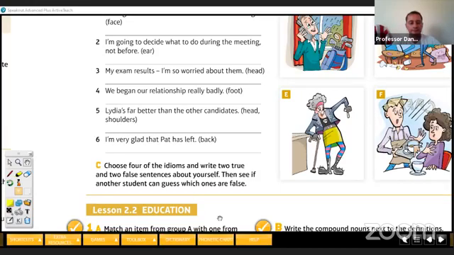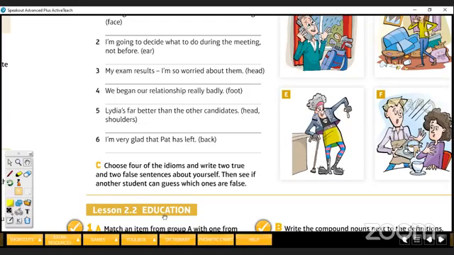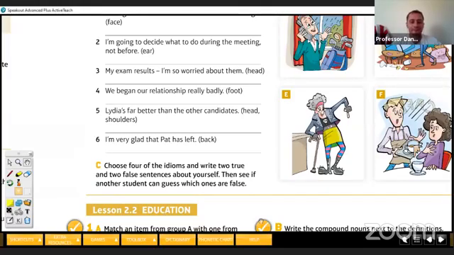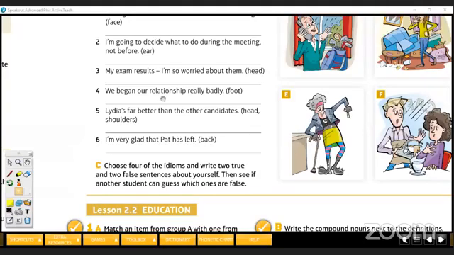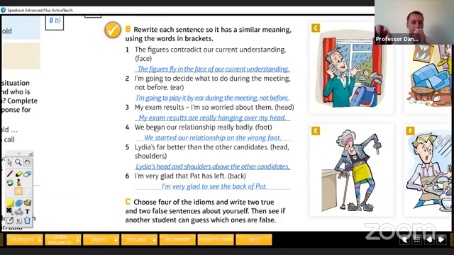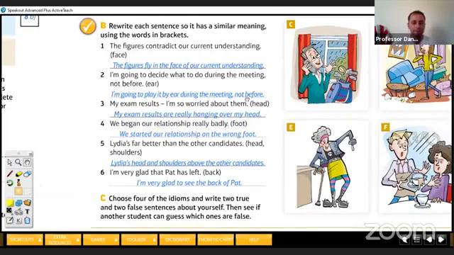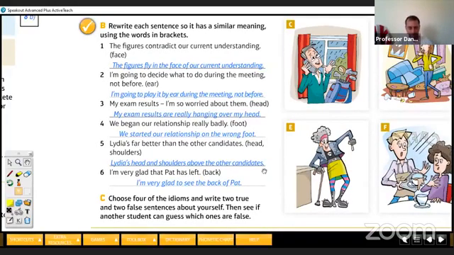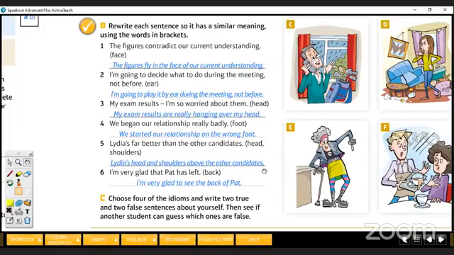Number six, I'm very glad that Pat has left. I'm very glad to see the back of Pat. Yes, the back of Pat. It's coming here too. Let's check together. There we go. Okay, number one. Fatima, you read number one to us. The figures contradict our current understanding. The figures fly in the face of our current understanding. Number two, Fatima.